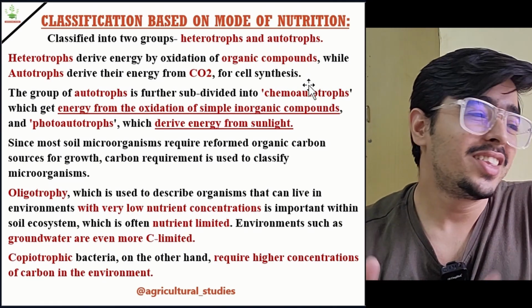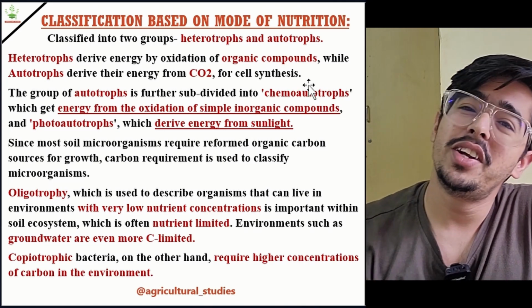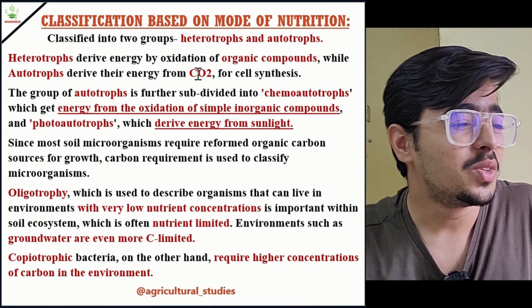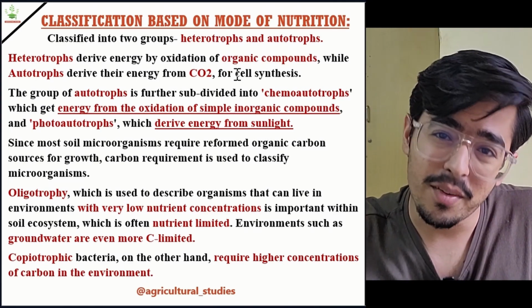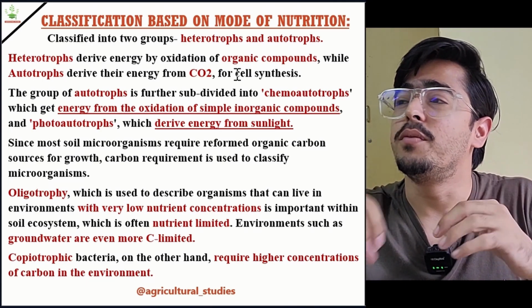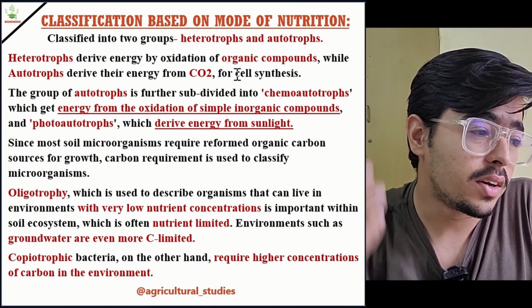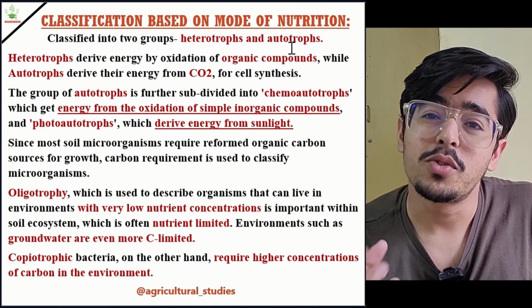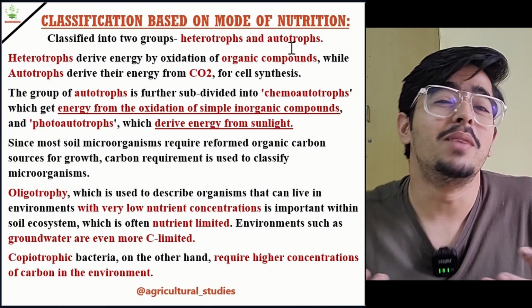So you already know that the organisms are divided into heterotrophs and autotrophs. We have studied this in various classes. So the heterotrophs are those which are dependent on any other source of nutrition, right? Which are dependent on any other substance for their energy source. But the autotrophs are capable of making food by themselves, right?